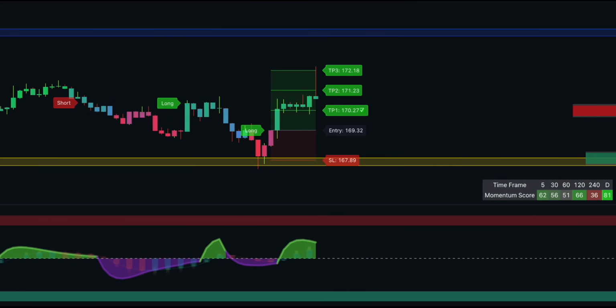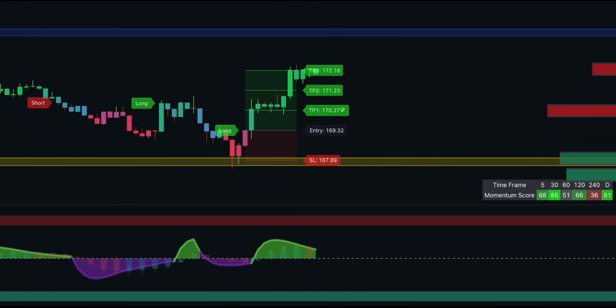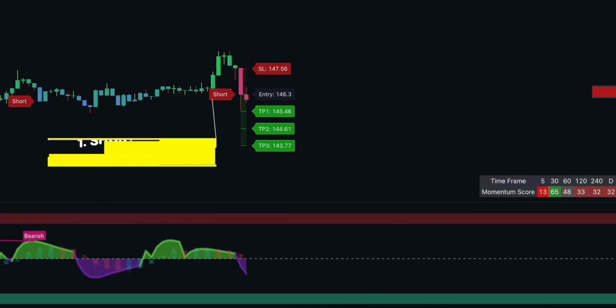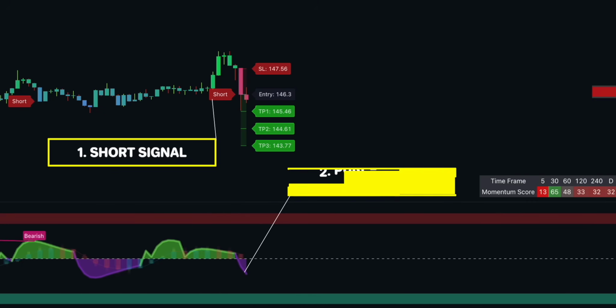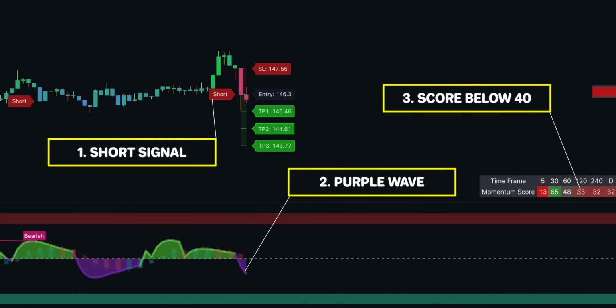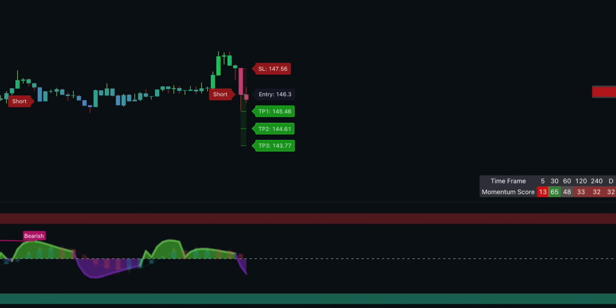The next example shows how to go short with this trading strategy. First, the TradingView toolkit produces a short signal. Second rule. When the signal is produced, the trend following wave must be purple. Third rule. The trend bias score must be below 40 in at least 3 time frames. Set stop loss and take profit targets.